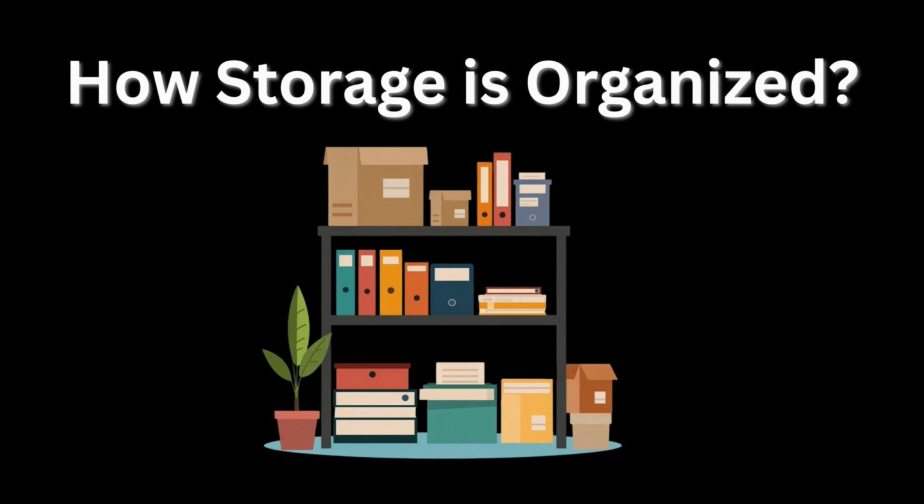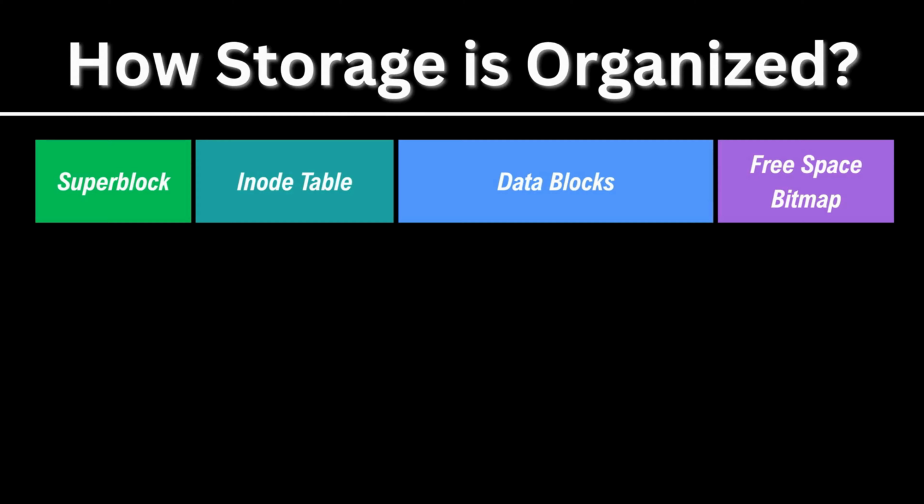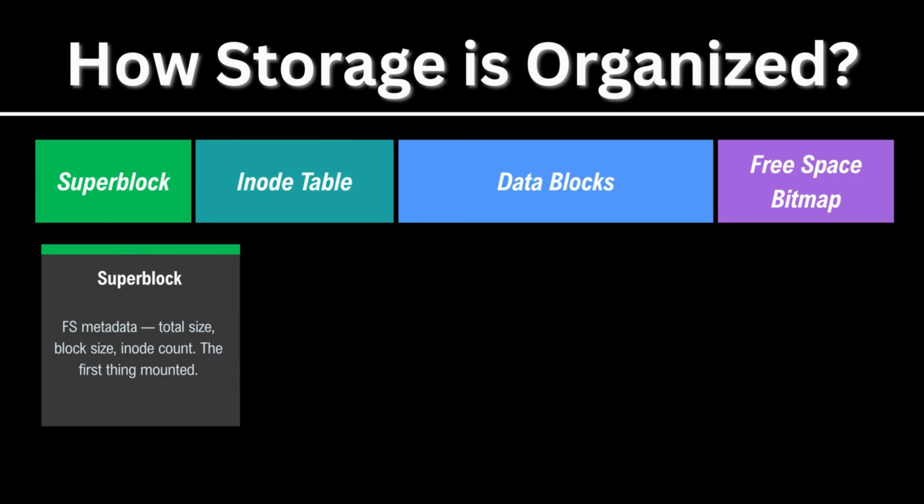Let's talk about how data is actually stored at the hardware level. A file system divides the disk into 4 separate regions. First, superblock. Second, inode table. Third, data blocks. Fourth, free space bitmap. Superblock comes first. It holds the metadata about the file system itself, like the total size, the block size, how many inodes are allocated, and so on.